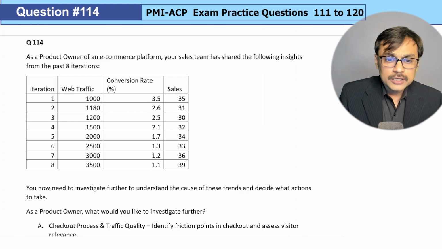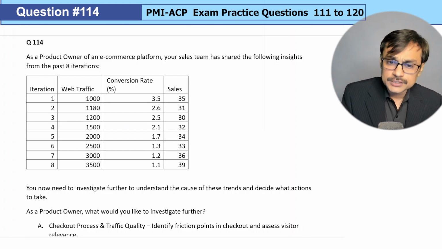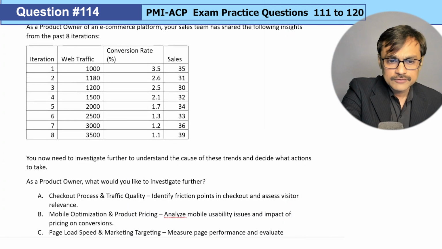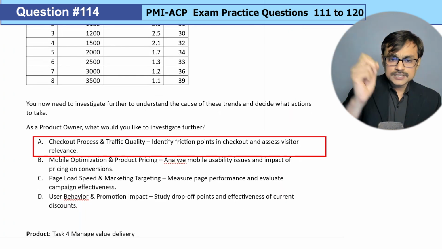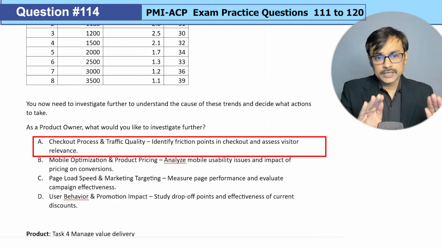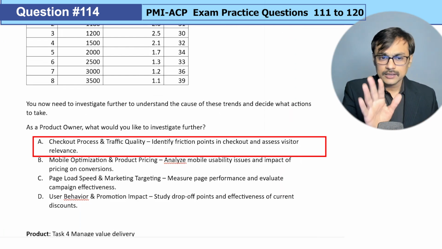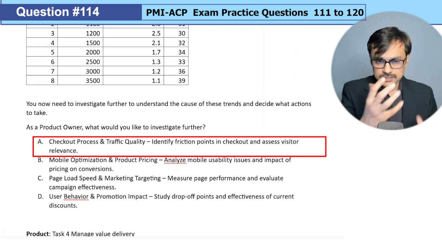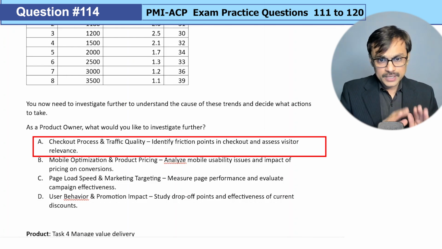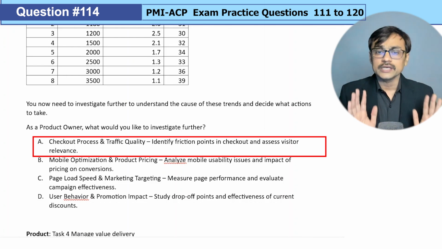Now let's see. You now need to investigate further to understand the cause of these trends and decide what action to take. As a product owner, what would you like to investigate further? Checkout process and traffic quality. Identify friction in the checkout process and assess visitors' relevance. This analysis will help me understand the conversion rate, the checkout process, people coming and buying, and also whether the traffic which is coming is really relevant. So to me, it is addressing the concern which is clearly given in the data.